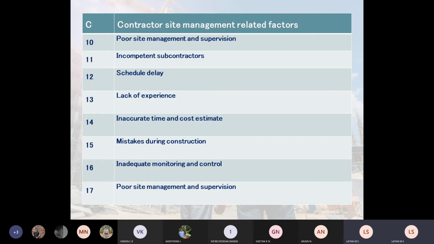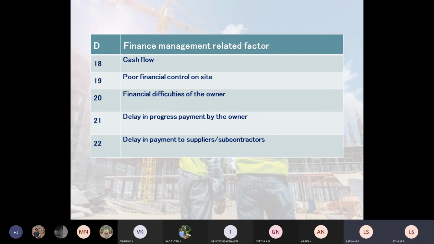Inadequate monitoring and control. Correct. If mistakes in construction are happening, it means he is not efficient in monitoring and control, and poor site management and supervision all contribute to the cost overrun, that is, the cost exceeding the amount estimated for the project. And the fourth one is finance management related factors.